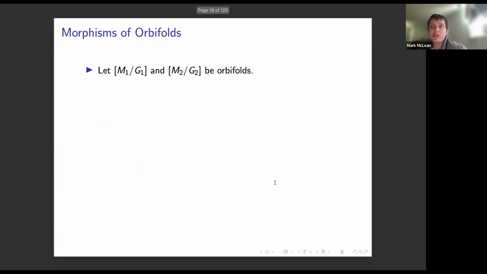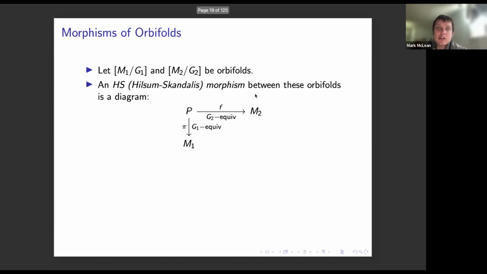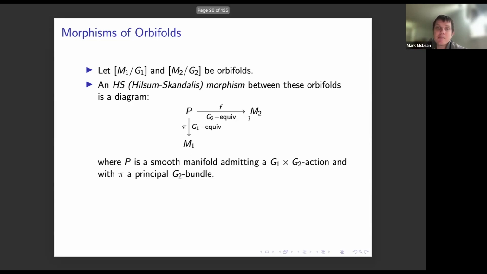So now we have morphisms between orbifolds. If you have two global quotient orbifolds, M1 mod G1 and M2 mod G2, where G1 and G2 are Lie groups, then you have a morphism between them, and we'll think of it like this. So it's a diagram like this. P is some manifold with a G1 cross G2 action, and you have a G1 equivariant map down to M1 and a G2 equivariant map to M2.